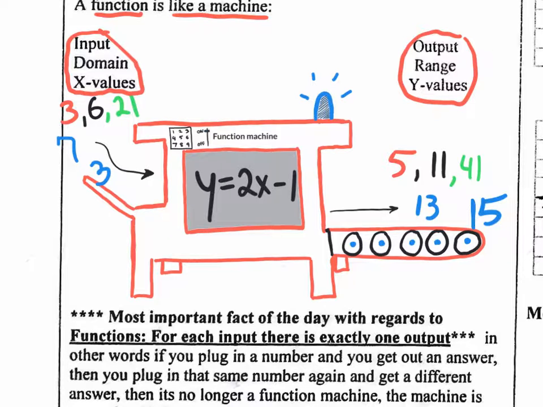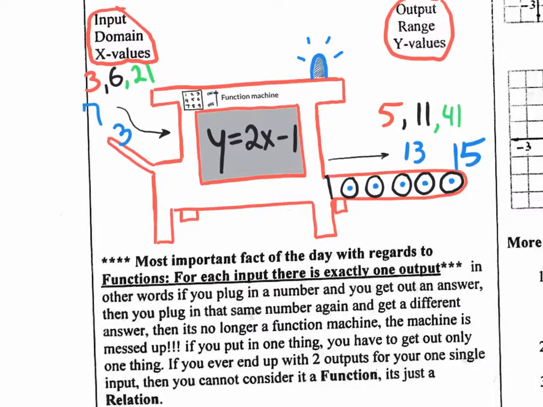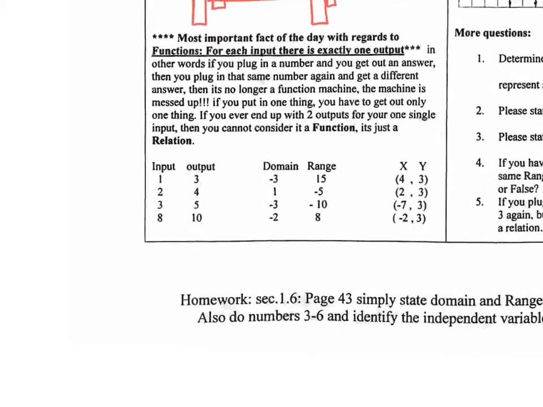So a function's like a machine. You plug in something, you get out something. If you ever plug in that same value and get out different outputs, then you know the machine's messed up, and we call it just a relation. All right? That means there's some type of relationship going on right there, but we can't say it as a function form equation.